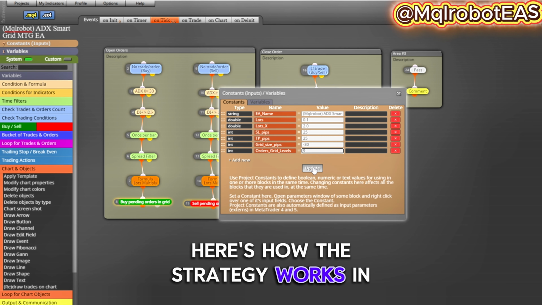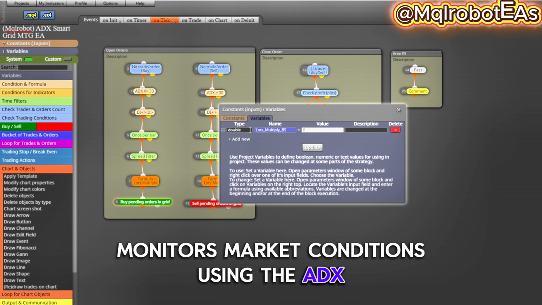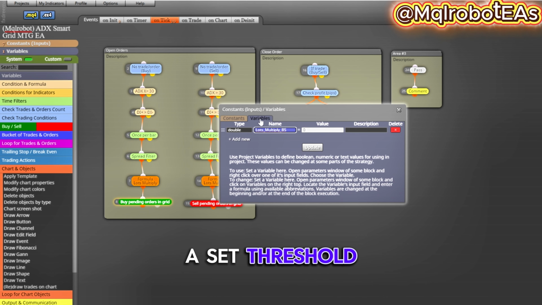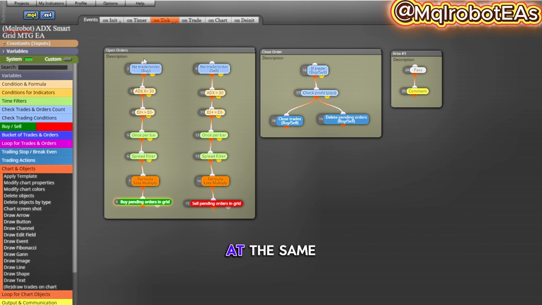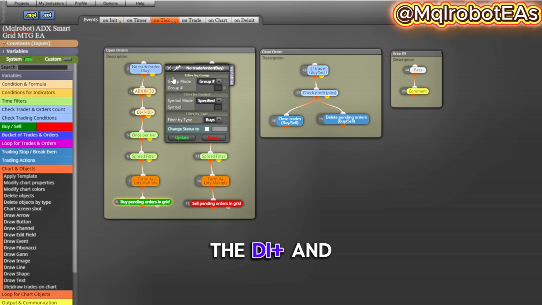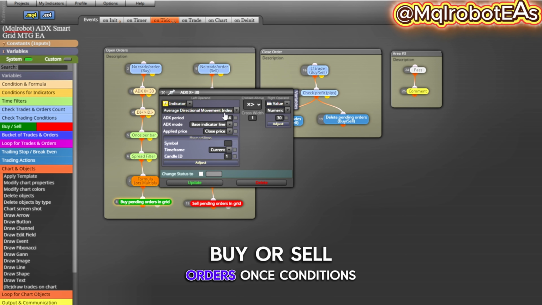Here's how the strategy works in principle. The EA monitors market conditions using the ADX indicator. When the ADX value rises above a set threshold, it signals a strong trend. At the same time, the system evaluates directional inputs, the DI plus and DI minus lines, to determine whether to open buy or sell orders.